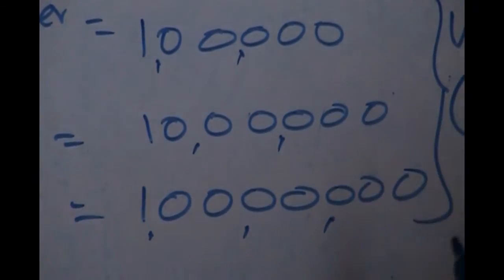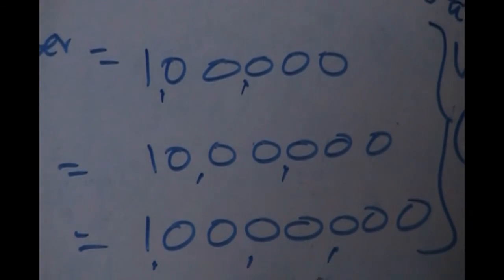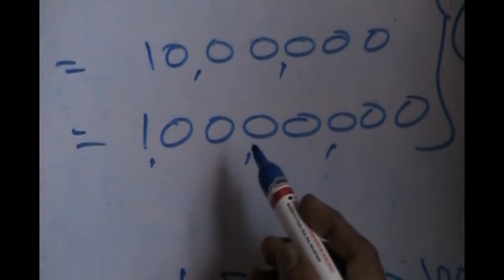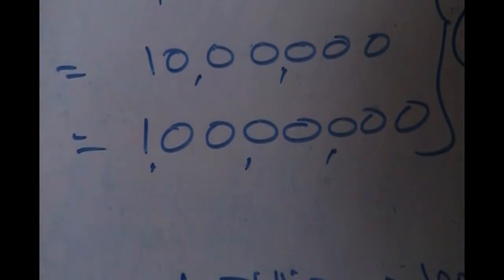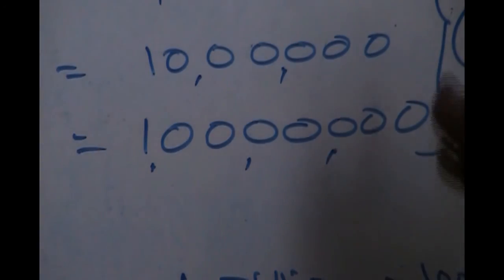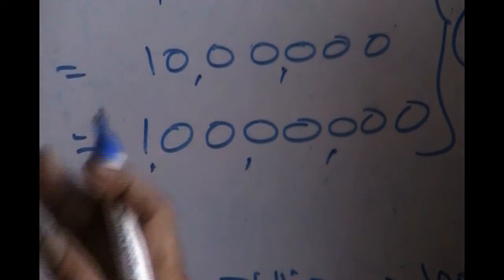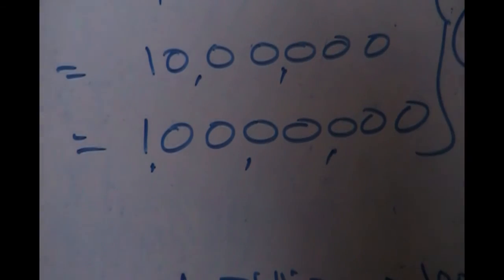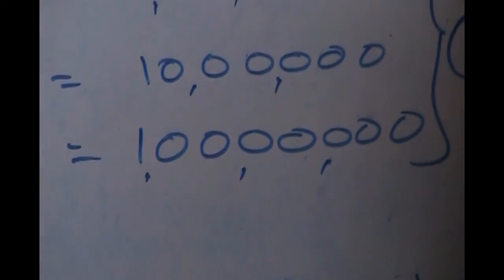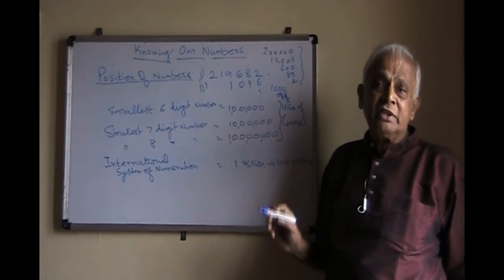In 1 crore, the smallest 8-digit number, the first comma is after the third zero, and the next commas come after every 2 zeros. So in this system, it is first 3 zeros, and after that it is marked after every 2 zeros. But in the international system of numeration, a comma is normally marked after every 3 zeros.